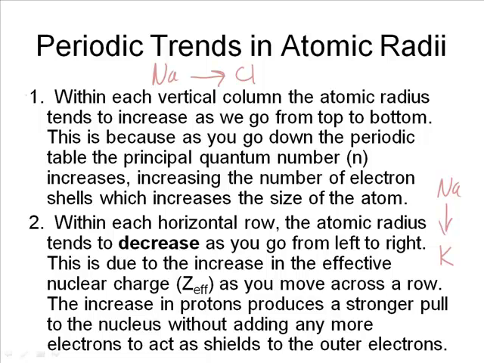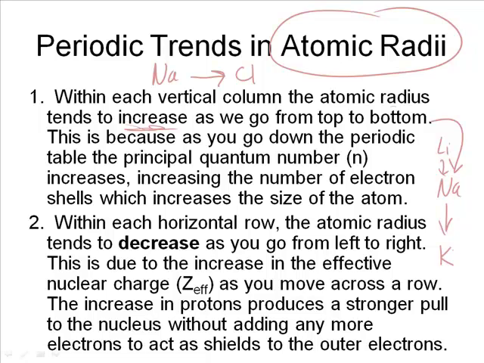Okay, the first one, number 1, deals with this right here. Within each vertical column, so as you go sodium, potassium, rubidium, lithium, within each vertical column, the atomic radius increases as you go down. So as you go from top to bottom, the atom gets bigger. Atomic radius, again, is just referring to the size of the atom.